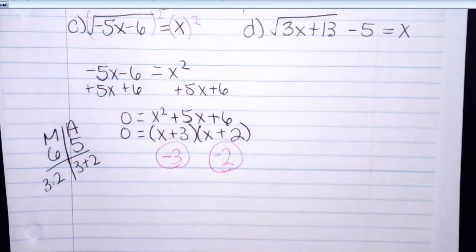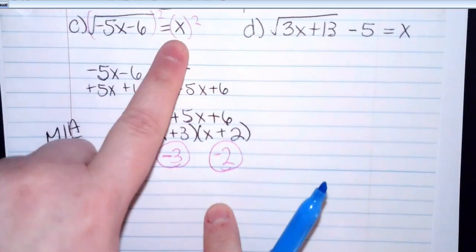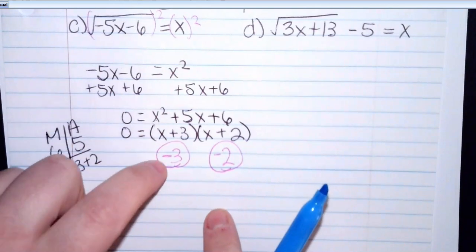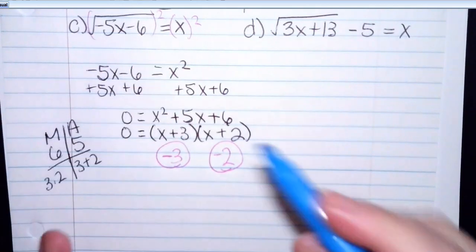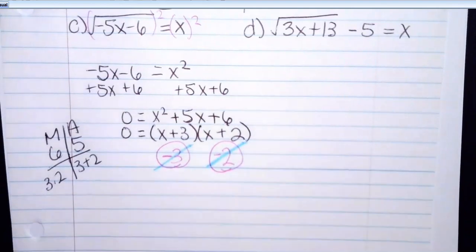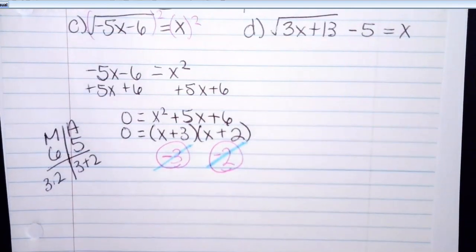Okay, now you might notice this right away, but again, I cannot have a square root equal to a negative. So in the original problem, before I squared that, we're going to have that equal to -3, we're going to have that equal to -2. Neither one of these answers works. If you want to go through and write it out, I would be happy to do that.